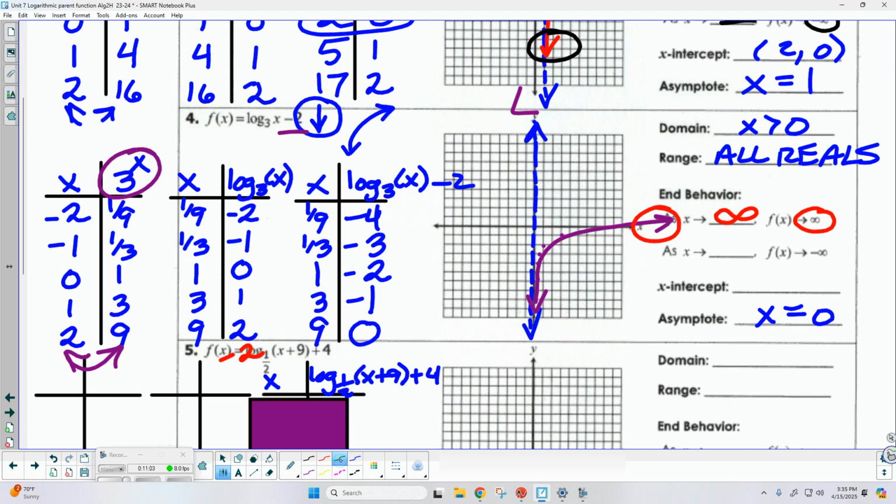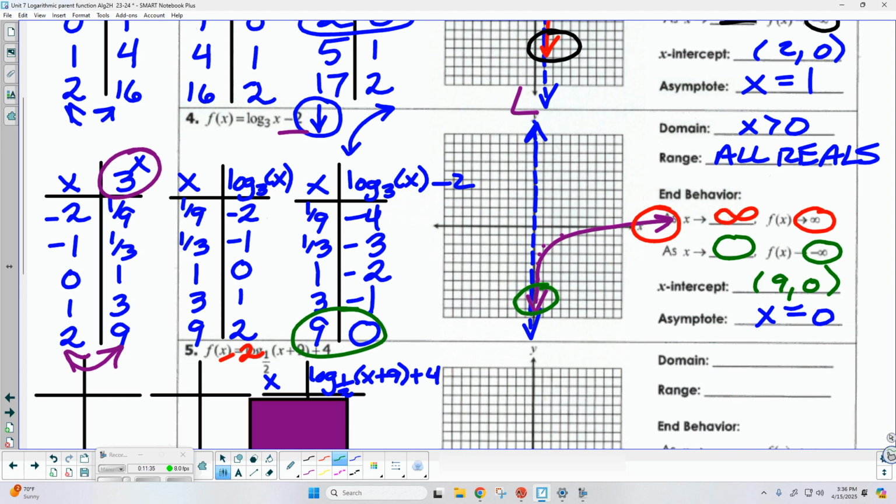Okay. Now, as x approaches blank, f of x approaches negative infinity. Well, the other part of this is the negative infinity. So what's x going to approach here? Oh, wait a minute. The last one approached 1. There was a transformation. That's where the asymptote was. The asymptote is at 0. So that's how it's going to approach negative infinity. Okay. And we see the x-intercept from the table. It is just 9, 0.